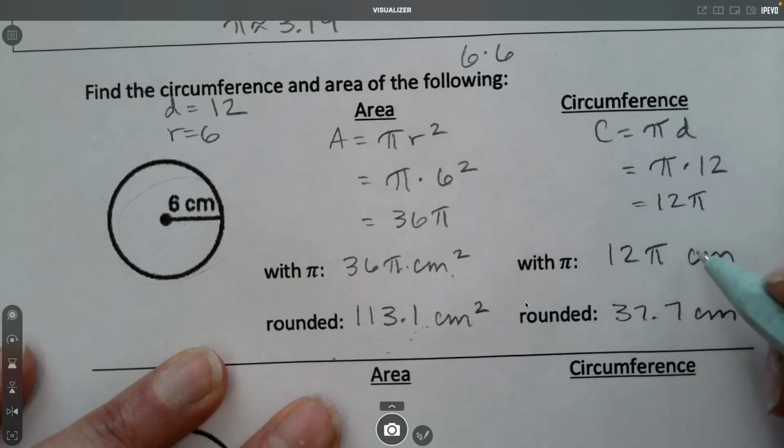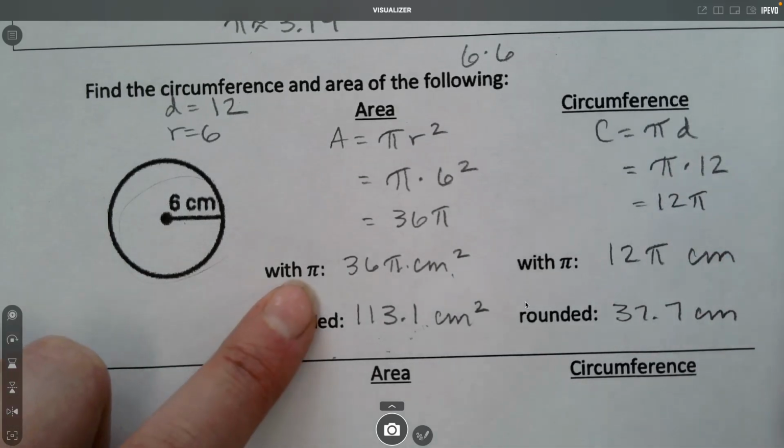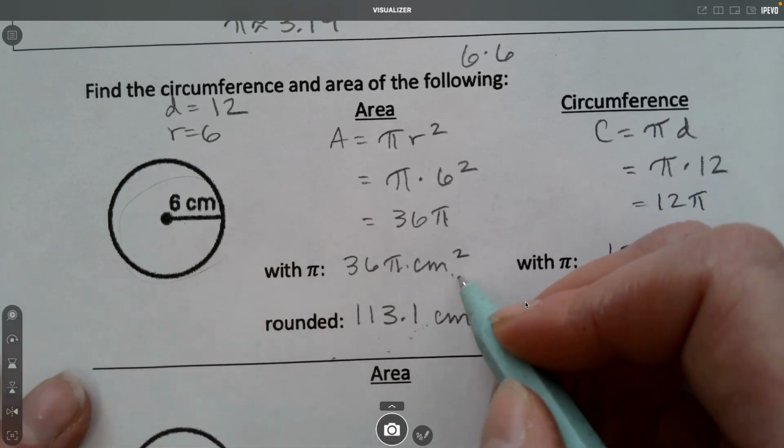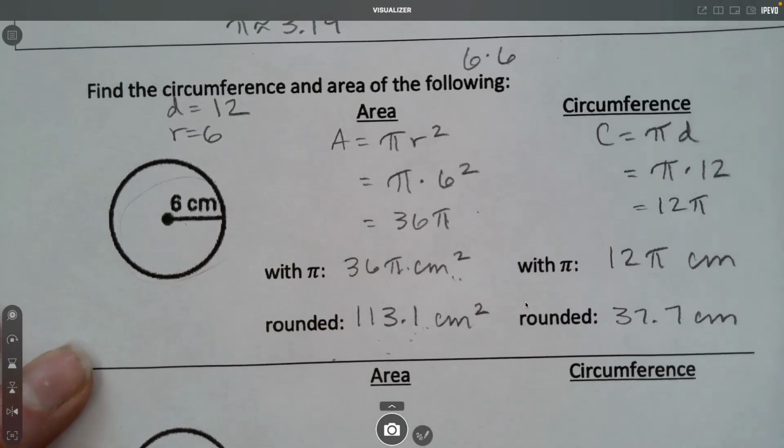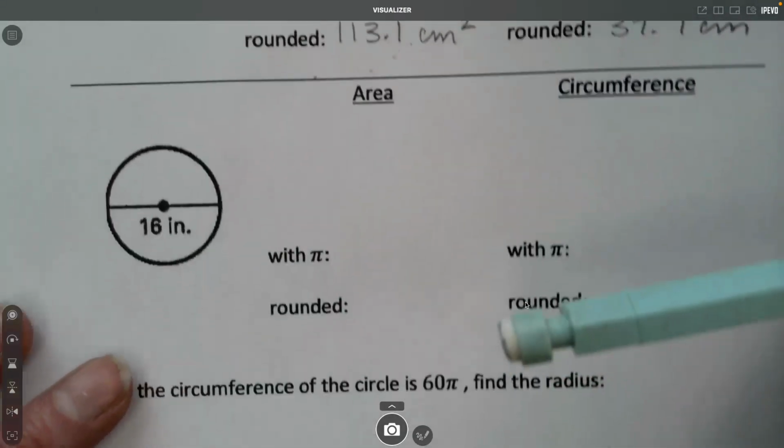So I'm kind of showing a little bit of extra work here. I'm jumping from here to the centimeters squared when really I could just write centimeters squared there. But I think extra work is okay. It's when we don't show enough work that it's a problem.